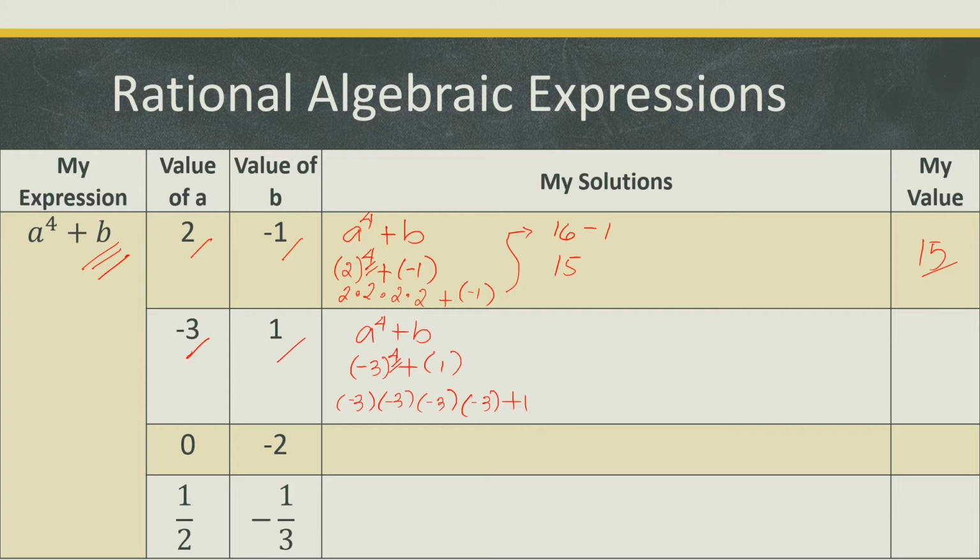So, negative 3 times negative 3, positive 9. Times negative 3, negative 27. Times negative 3, positive 81. Plus 1 equals 82. So, ang value ng given expression ay 82.